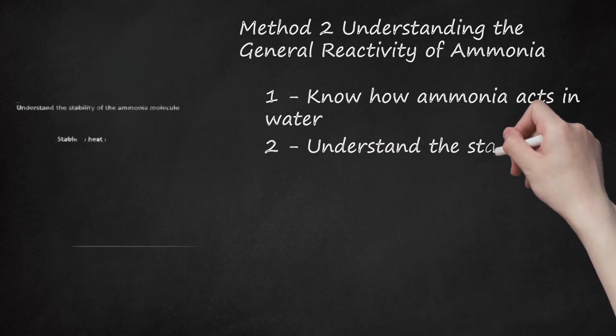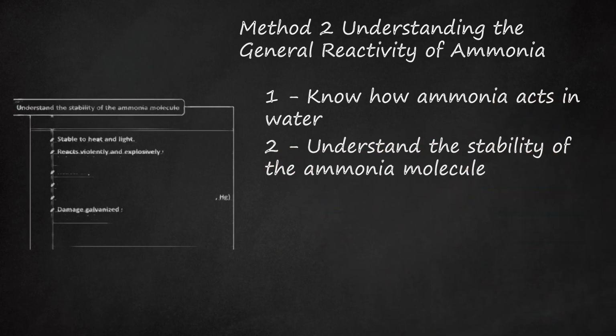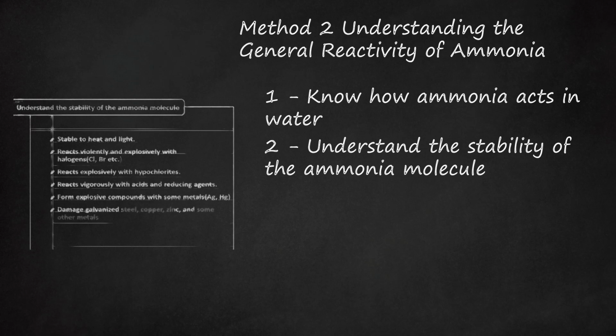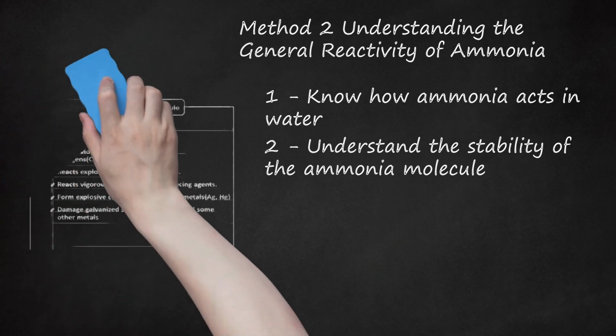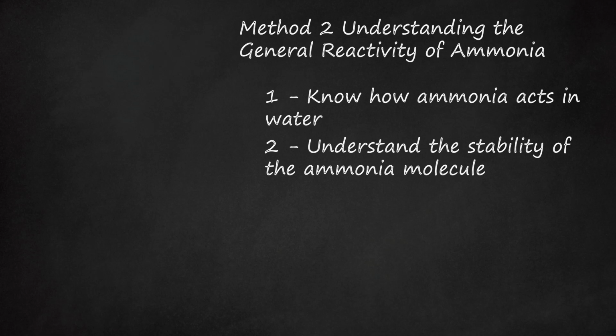2. Understand the stability of the ammonia molecule. Ammonia is stable under most conditions. It can tolerate being exposed to light or heat. Though ammonia is caustic, it will not corrode mild or stainless steel or glass, but it will damage galvanized steel, copper, zinc, and some other metals. Ammonia can form explosive compounds with some metals. Silver and mercury should not be exposed to ammonia for this reason.